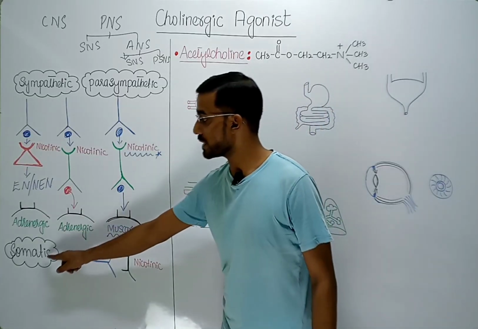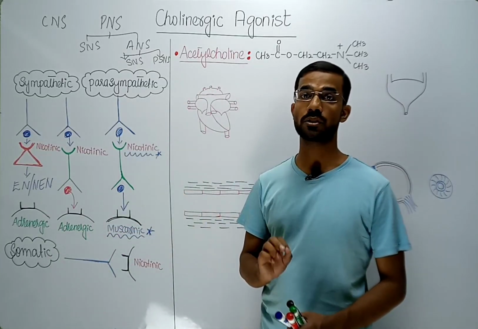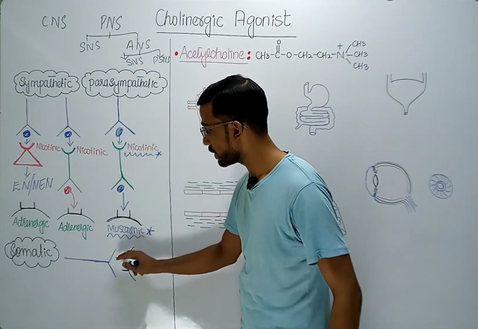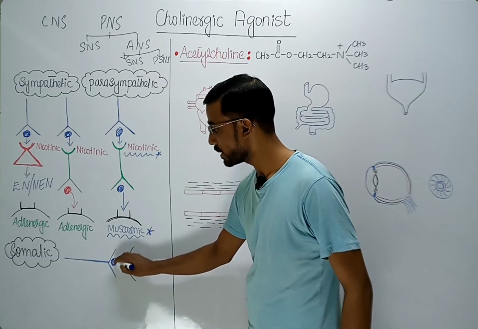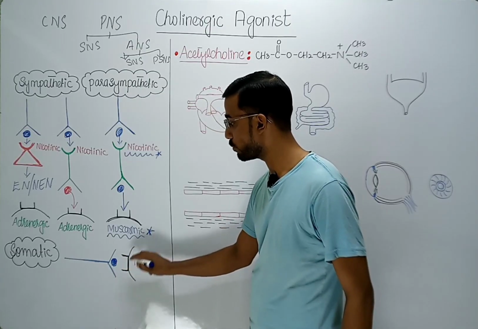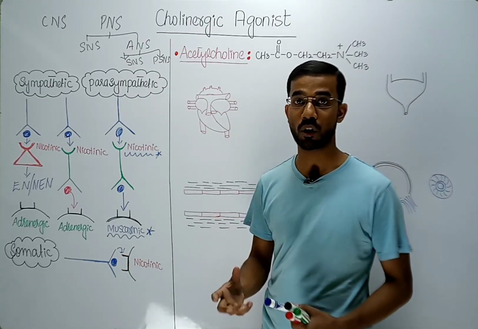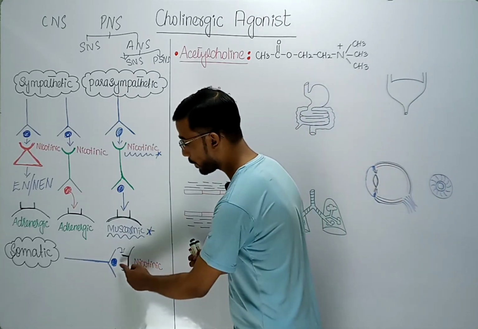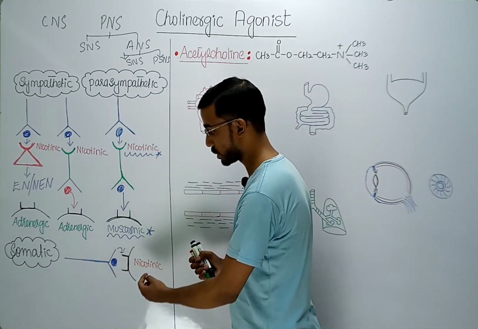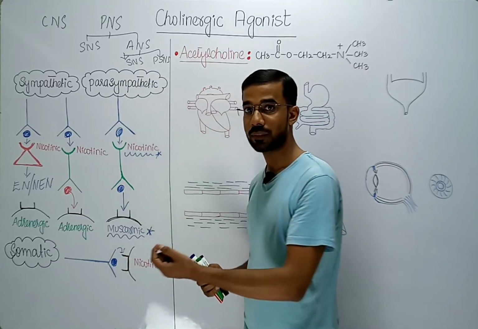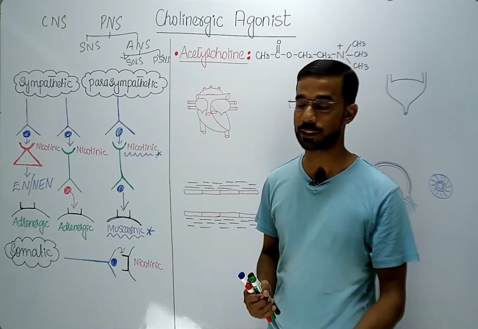And second is the somatic nervous system that has only one neuron. This neuron produces acetylcholine, and now this acetylcholine will bind to the nicotinic receptor. These are mostly present on the muscles. So this makes the neuromuscular junction. So this acetylcholine will bind to the nicotinic receptors that are actually present on the effector sites.